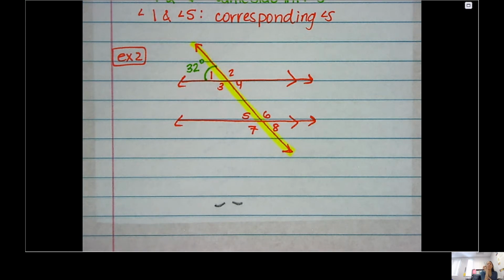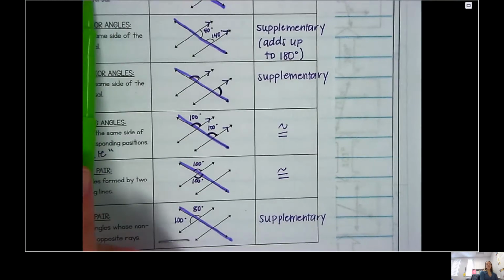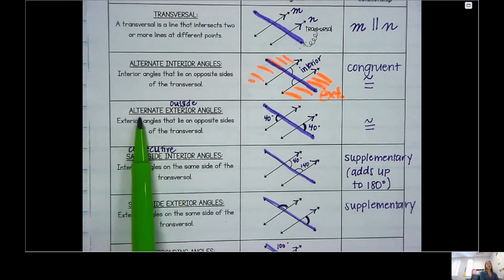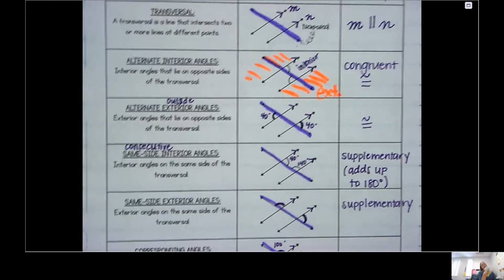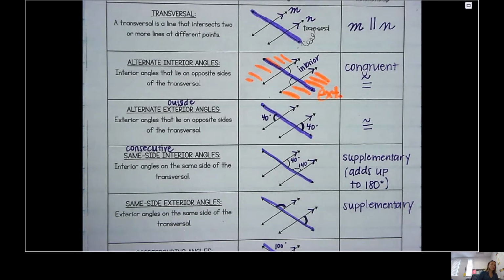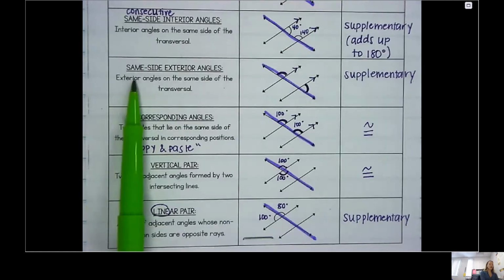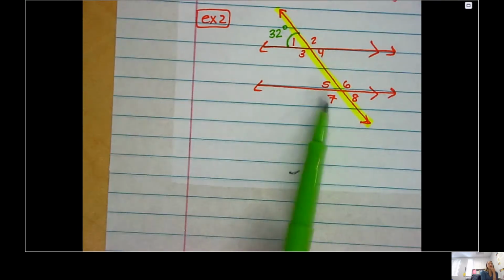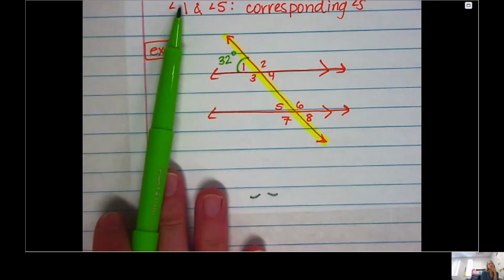Okay. But when you're looking at exterior, they have to be on which sides? Alternate. They have to be on alternate sides to be the same. So what you just picked, Kavari, is same side exterior angles. Angle 1 and angle 7 are on the same side. What does that mean about them?